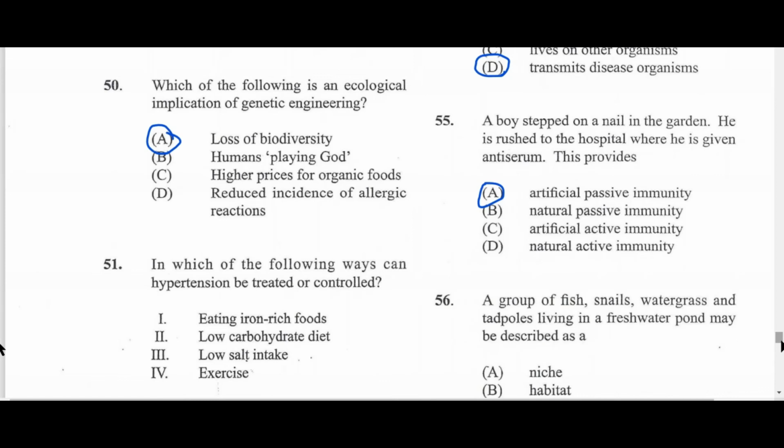He is rushed to the hospital where he is given antiserum. This provides, the answer is A, it provides artificial passive immunity. Passive immunity is a short-term immunity which results from the introduction of that antiserum from another person or animal here to treat with the nail joke. So here it's going to be A.